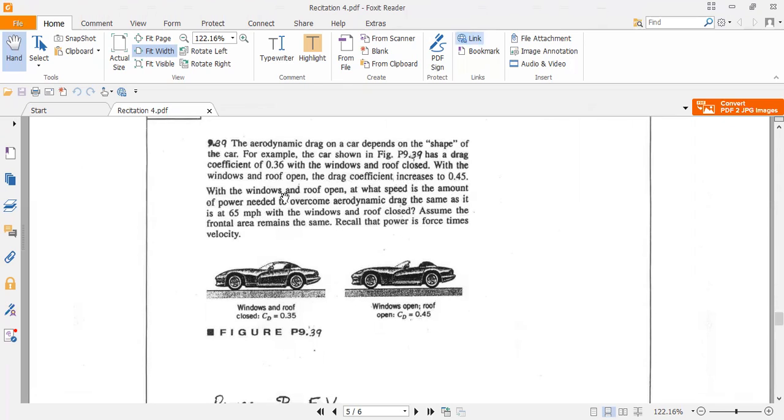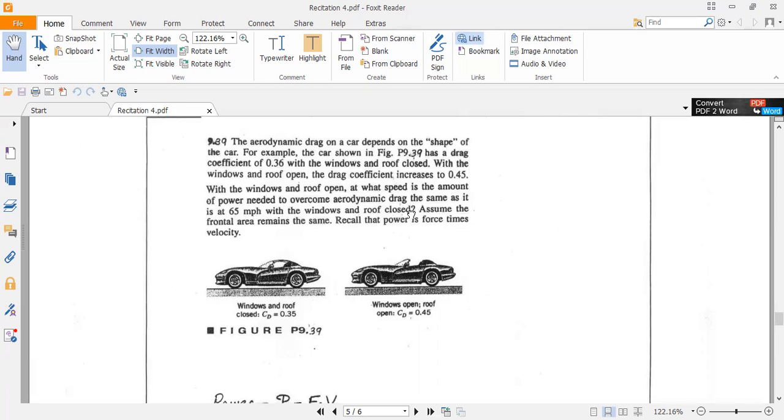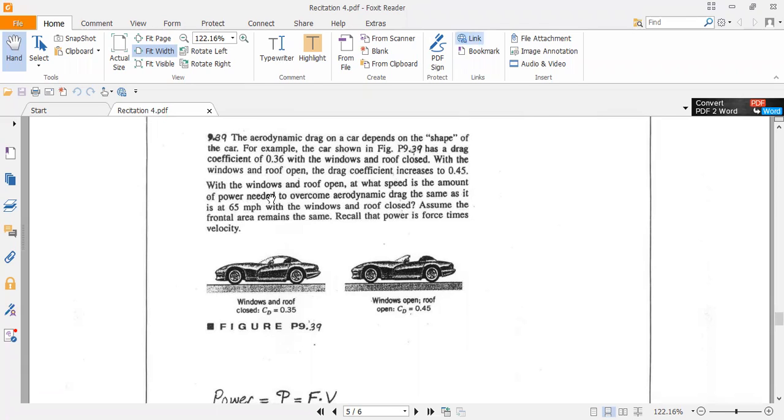Now, with the windows and roof open, at what speed is the amount of power needed to overcome aerodynamic drag the same as it is at 65 miles per hour with the windows and roof closed? So that means we need to calculate the speed, that is U, at which the amount of power needed to overcome drag is the same.